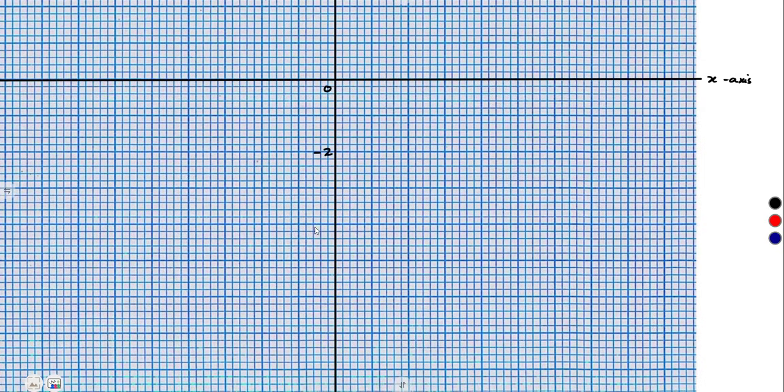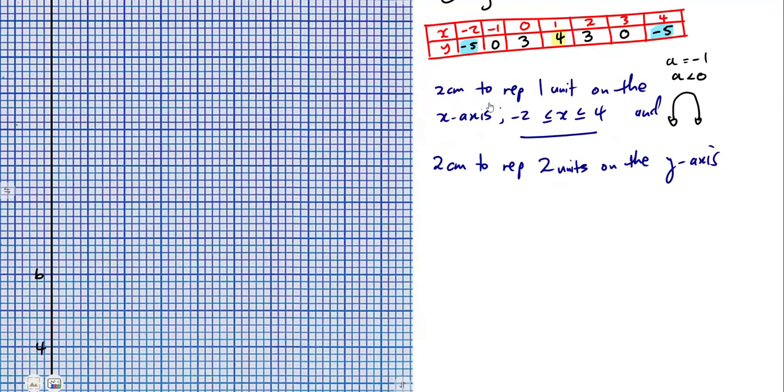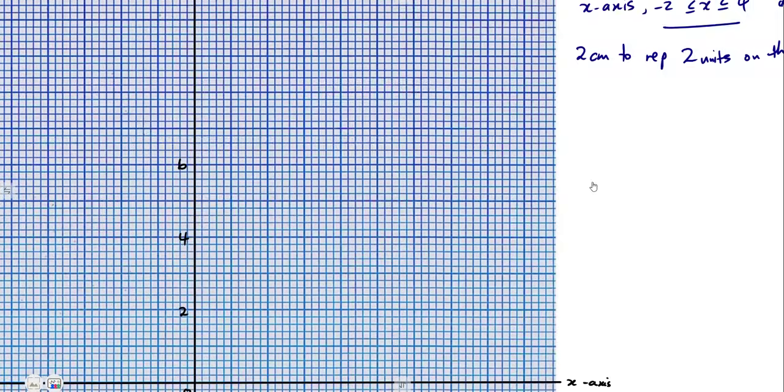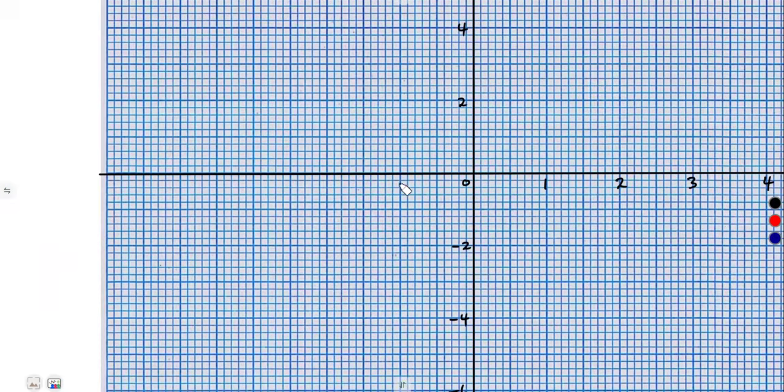This is minus 2, minus 4, minus 6. So we put minus 5 within, all right, up to 4. So this is 2, 4. All right, we have got that 4 there. Okay, just write 6. It's not a problem. Right, let's see the x. We said 2 centimeters to represent 1 unit. All right, from minus 2 up to 4. So can we accommodate 4 here? 1, 2, 3, 4. All right, so we have got that 4 and negative 1, negative 2. So that is our Cartesian plane.